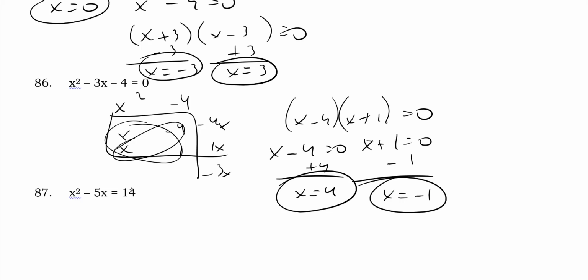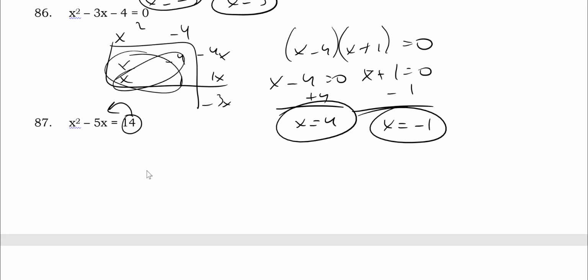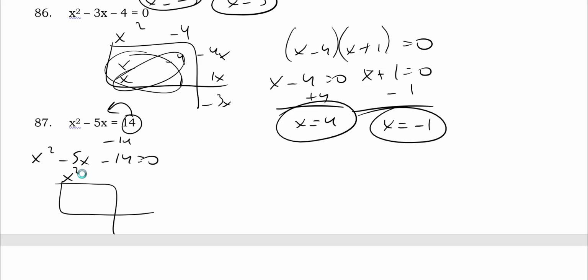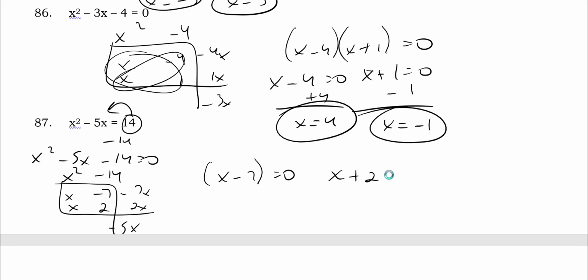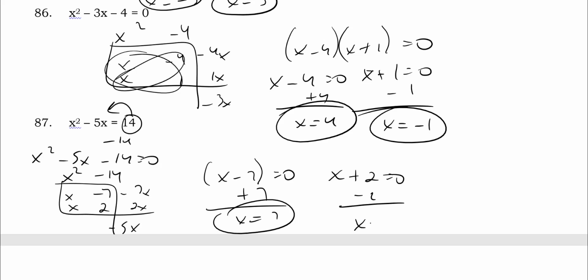Okay, before you can factor, you got to move that 14 over. So I'm going to subtract 14 from both sides. So x squared minus 5x minus 14 equals 0. And if you want to do a factor box, that's cool. x squared, negative 14, and negative 5x. So x and x, negative 7 and positive 2. That gives you negative 7x and 2x. So it's x minus 7 equals 0, and x plus 2 equals 0. So add 7, x equals 7, subtract 2, x equals negative 2.